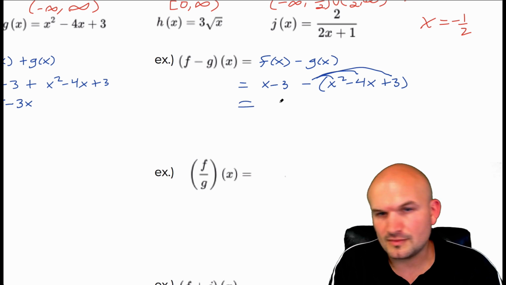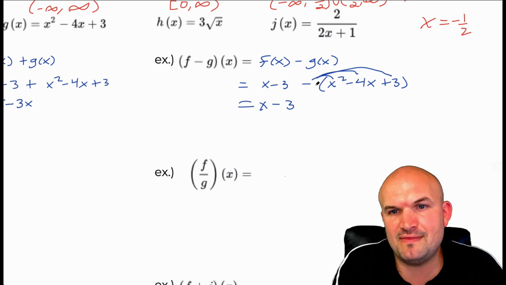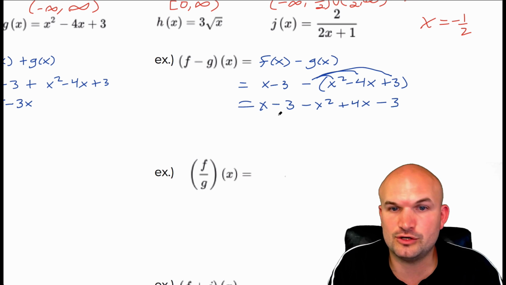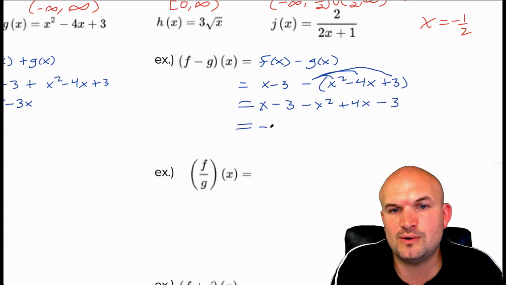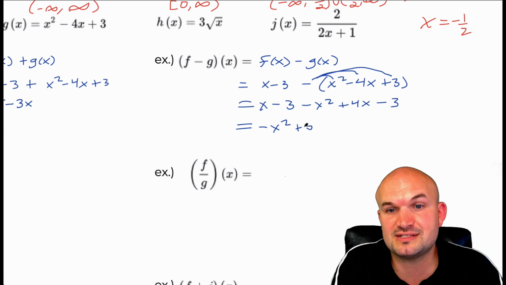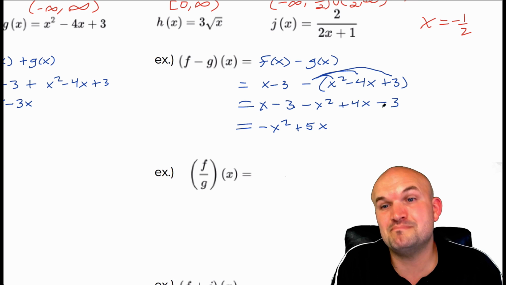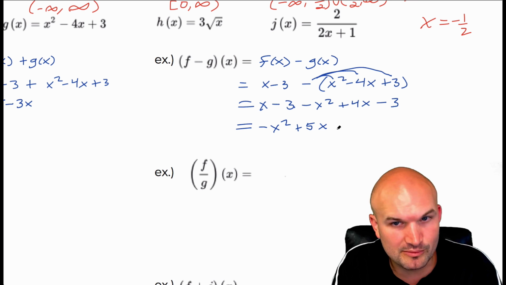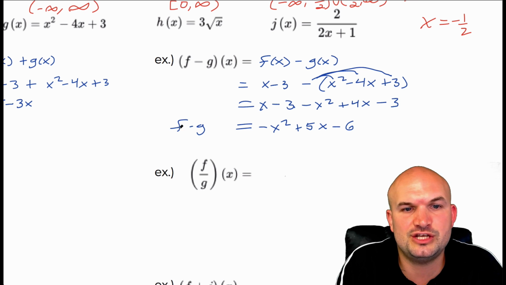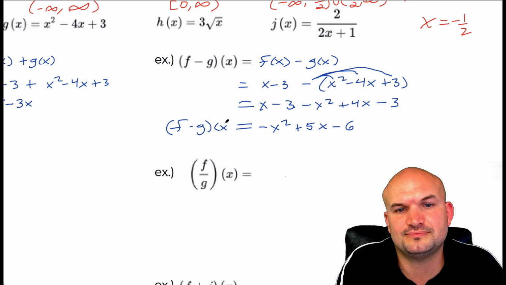So you can get rid of the parentheses there, and by distributing this, I get a negative x squared. Negative times negative is a positive. Negative times 3 is going to be a negative 3. And now I have this expression where I can go ahead and group my like terms. So I have a negative x squared. Let's see, I have x plus 4x, that's going to be plus 5x. And then negative 3 minus 3. So you owe me $3, you borrow $3 more, you now owe me $6. So that is going to be our f minus g of x.